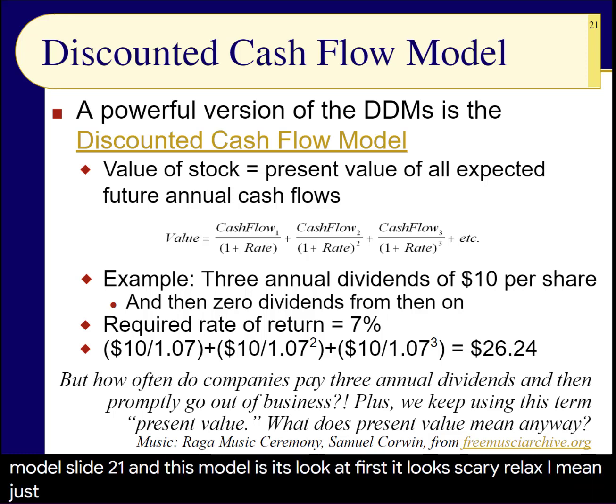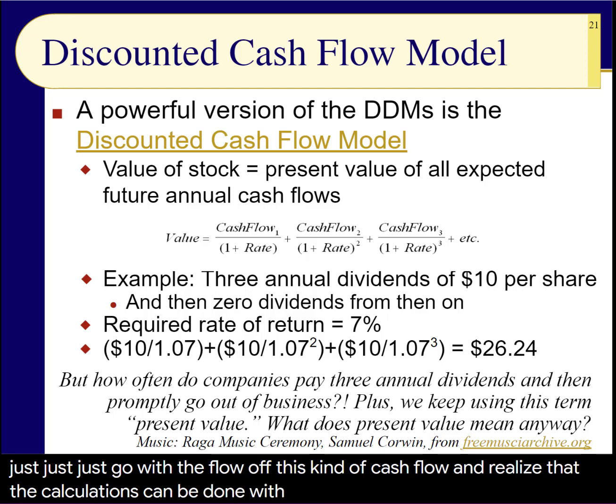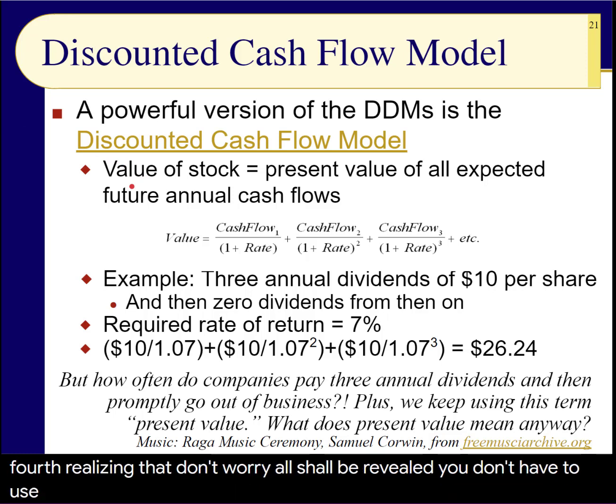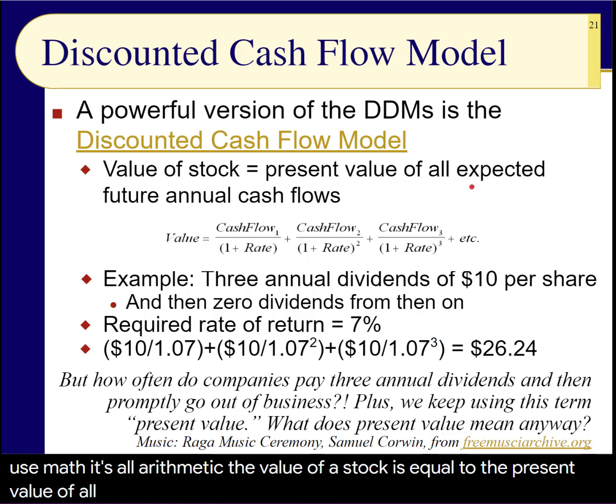I mean, just go with the flow, discounted cash flow, and realize that the calculations can be done with a 99-cent calculator. So let's slog forth, realizing that, don't worry, all shall be revealed. You don't have to use math. It's all arithmetic. The value of a stock is equal to the present value of all expected future annual cash flows. So a fancy formula looks like this.